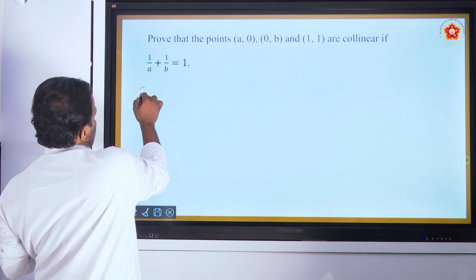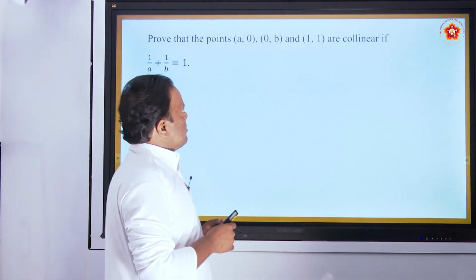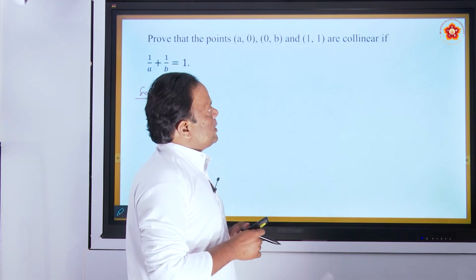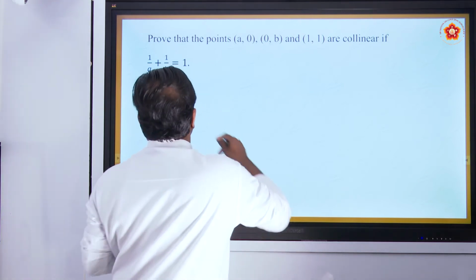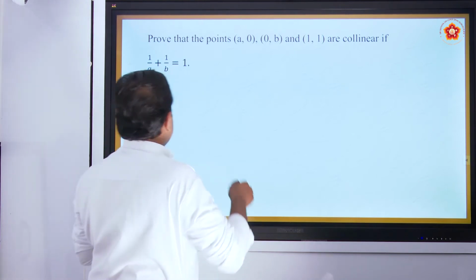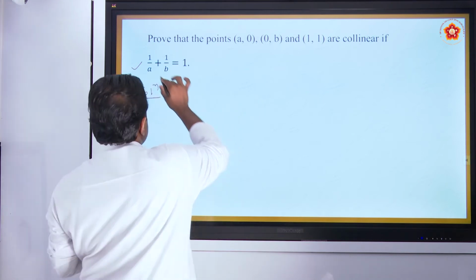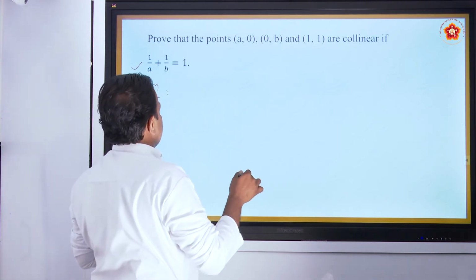So here, given that, prove that the points (a, 0), (0, b) and (1, 1) are collinear if 1/a + 1/b = 1. So here you know that in straight line we have to study, this is the equation of a straight line in intercept form, where a is the x-intercept and b is the y-intercept.